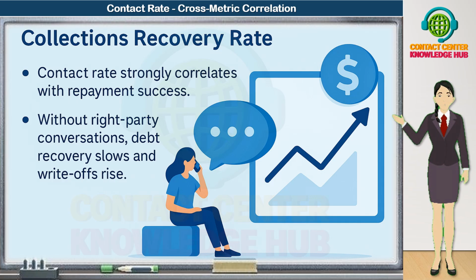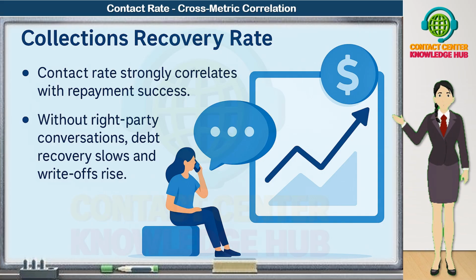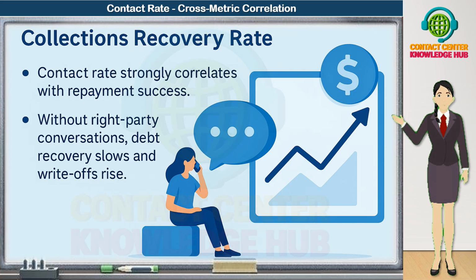Now, let's examine the correlation between contact rate and collections recovery rate. In collections operations, success begins with one simple factor: reaching the right customer. A high contact rate means more verified conversations with actual debtors, which translates into more payment commitments and faster recoveries. Conversely, when the contact rate drops, recovery performance suffers. If your agents can't reach the intended customers, payment discussions never happen. Delays increase, collection cycles lengthen, and write-offs rise.